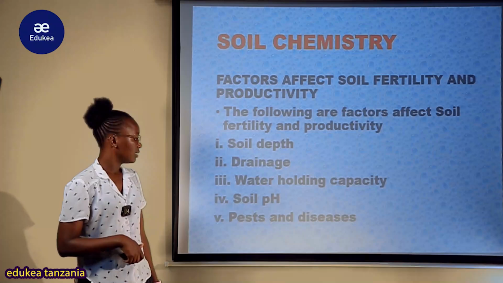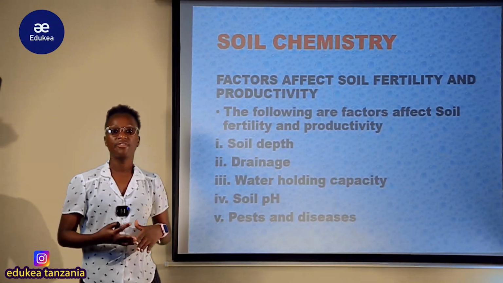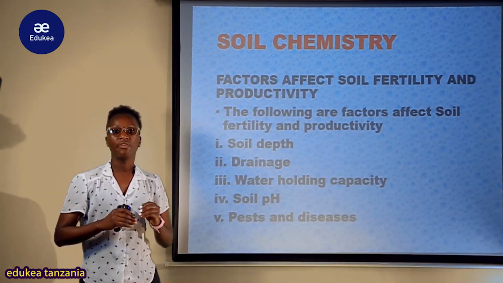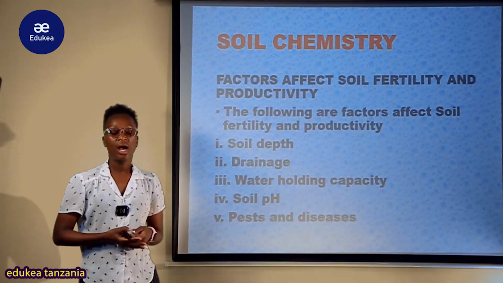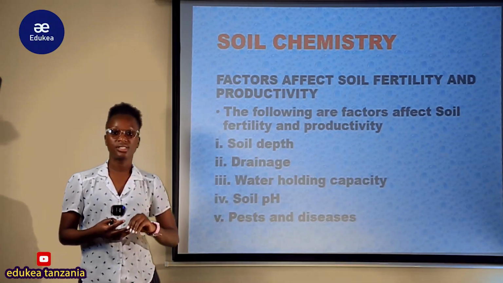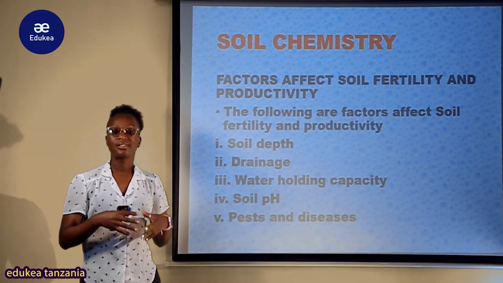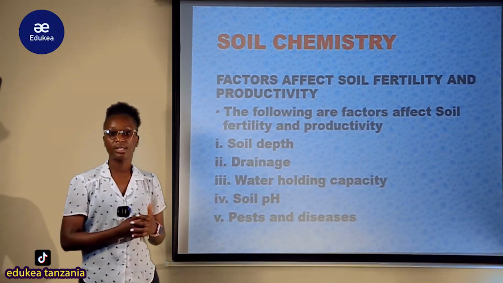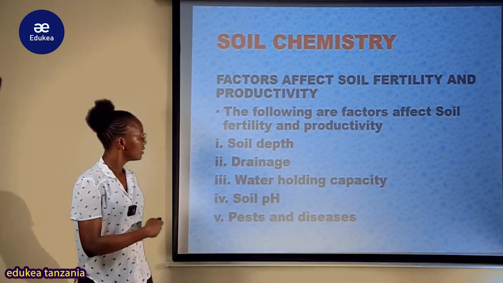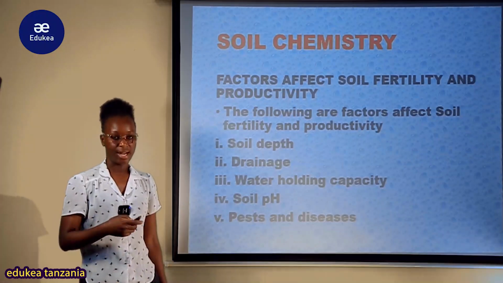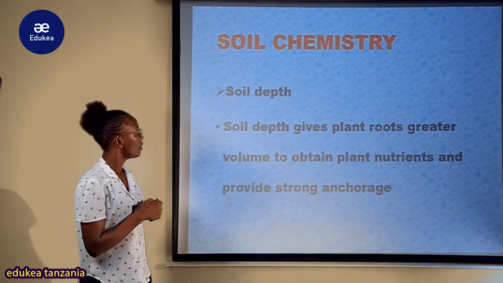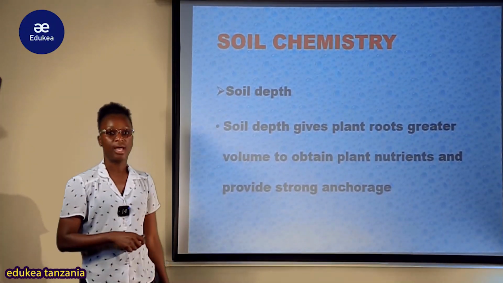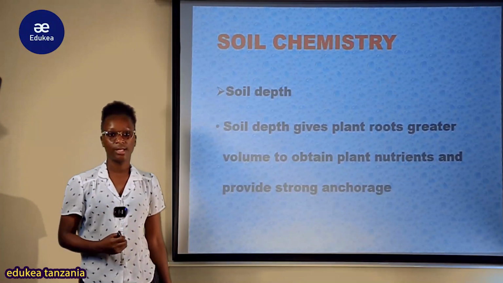Pest and disease. Pest and disease tunaongelea vile vijidudu ambavyo vinashambulia mimea. Also when we talk about disease, kuna magonjwa mbalimbali ambayo yana spread, yana erupt katika plant, so yenyewe yana affect the productivity. Now let us see the one factor after another, by starting with the first factor, which is soil depth, ambapo hapo tunaenda kuangalia kina cha soil.